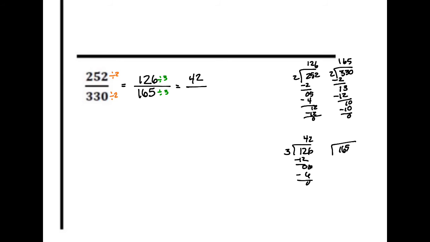165 on the bottom, divided by 3, goes in 5 times, and 5 times. So 55. Whoa, that's a weird 5. Let's try it again.